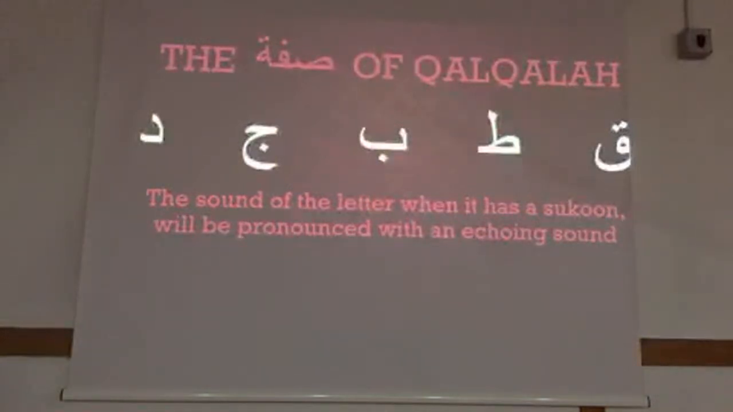Very easy, very nice rule, very nice quality, and an important quality that we should try and bring whenever we read the Quran. You'll understand from the example. In the first word on the board, listen to the word. First I'm going to read it without qalqala. Generally when we read, we tend to miss out this rule. Listen to how it sounds without qalqala. This is how this word sounds without qalqala.